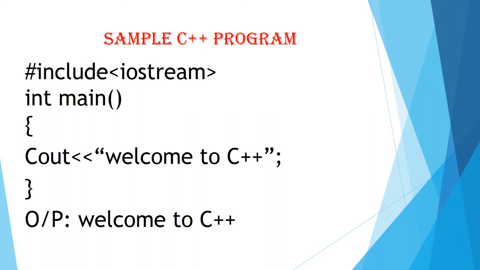This is the sample C++ program. In this, first, we add the header file. Second, we are creating the main function with int data type, that is integer data type, and then opening with the curly braces and using the statement cout with a double lesser than symbol and giving the information "welcome to C++" and ending with a semicolon, closing the curly braces. So this is the basic example for starting a C++ program, and it will display the output welcome to C++.